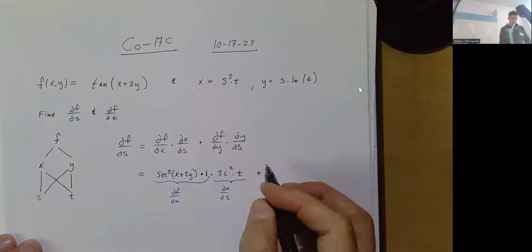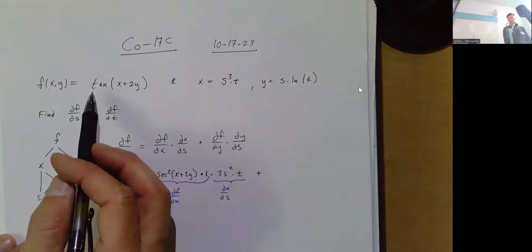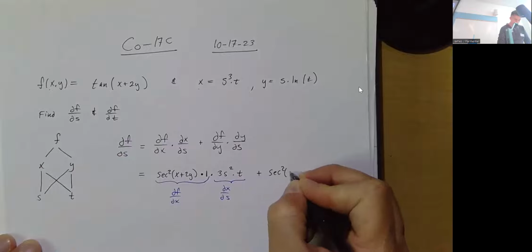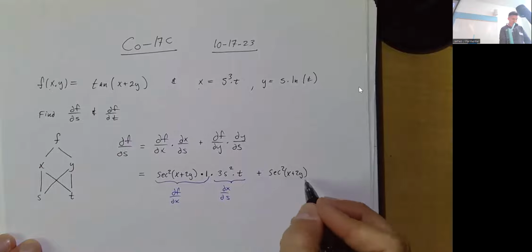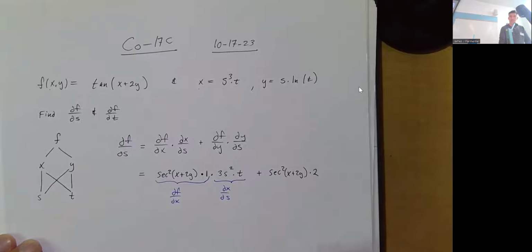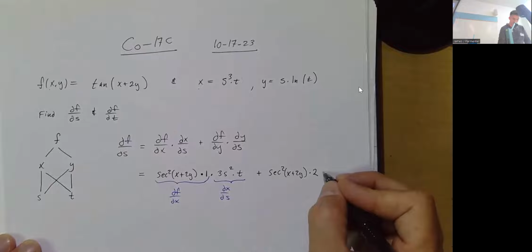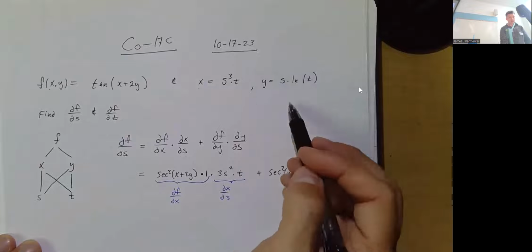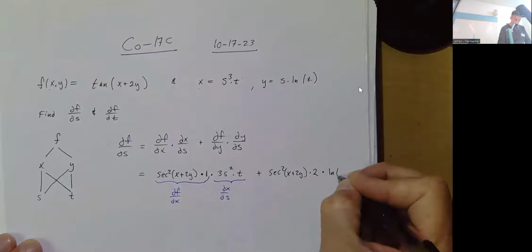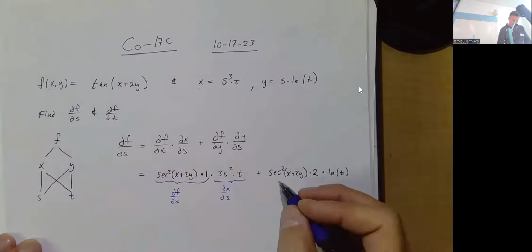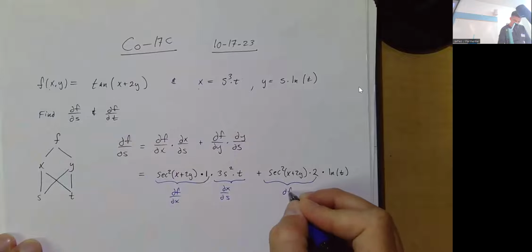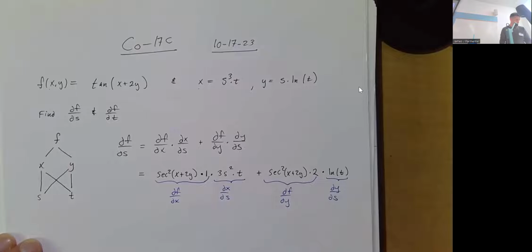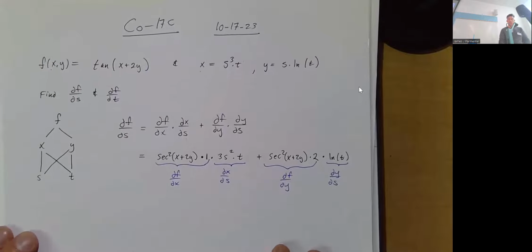Plus, now we're going to do del f del y. The derivative of tangent of some stuff is still secant squared of the stuff. But now when we use the normal chain rule, the derivative of the inside part with respect to y is going to be 2. And then we have to multiply by del y del s. The derivative of this piece over here with respect to s is going to be 1 times the natural log of t. So there is your del f del y. There is your del y del s. Questions so far?